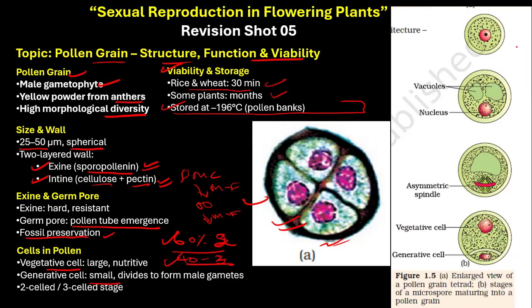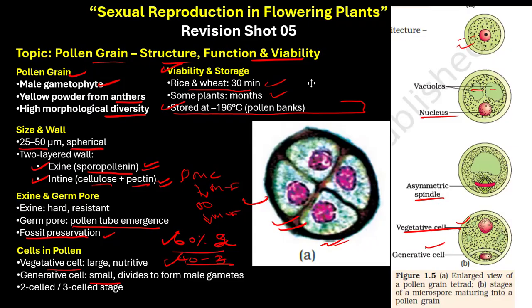So after this, you take one pollen. This is one pollen which we have taken in the textbook. So this is the outer layer, this is the inner layer, and this is inside. Inside there is one cell. Then these are the vacuoles which are present, and this is the nucleus of the cell. Then asymmetric spindle formation happens over here. What happens? Two cells are formed. One is the vegetative cell, another is the generative cell. The generative cell is small. It's the upcoming male gamete, and the vegetative cell is nutritive in nature. It will provide the nutrition. So this is what happens in the pollen grain.